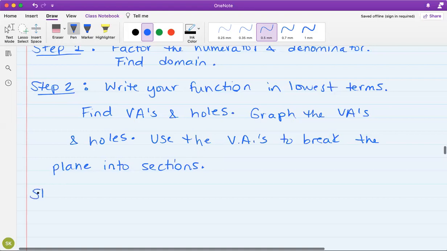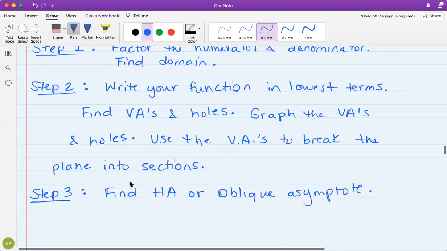Okay, after we do that, the next thing we want to do is find the horizontal asymptote or the oblique asymptote. So find HA, which stands for horizontal asymptote, or oblique asymptote. And then we want to graph that asymptote if it exists. And remember, we can only have one horizontal asymptote or one oblique asymptote. We can't have both.